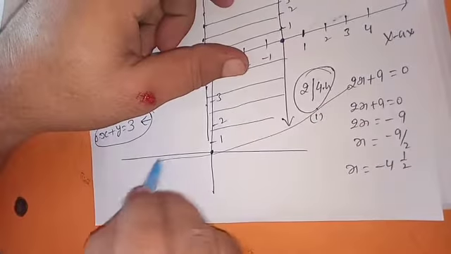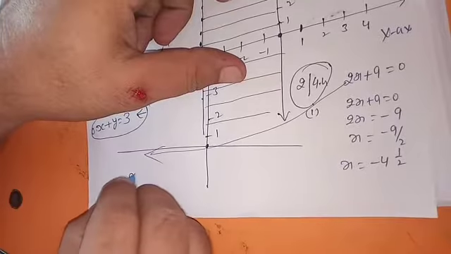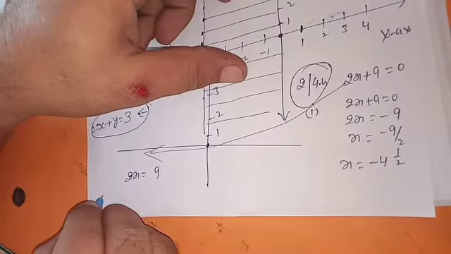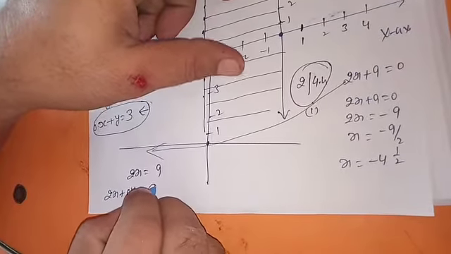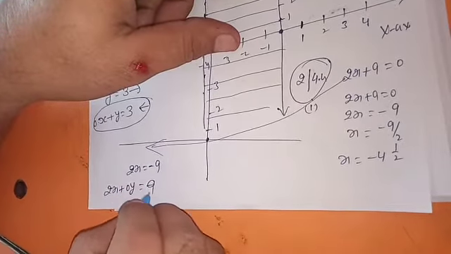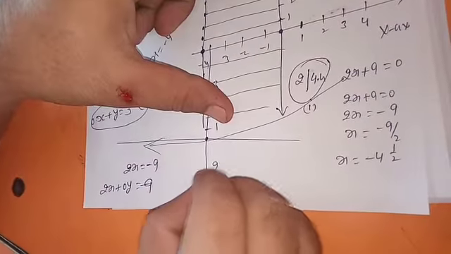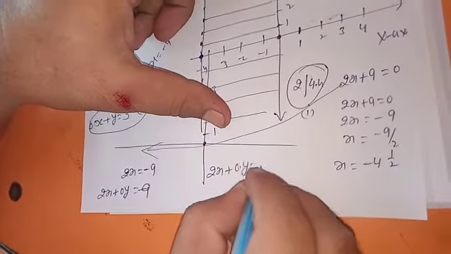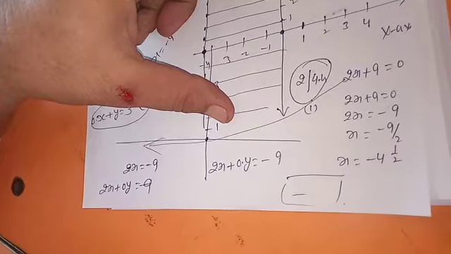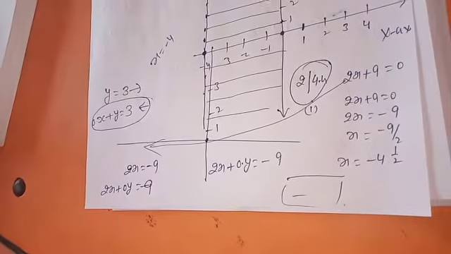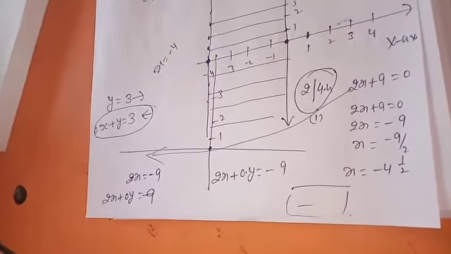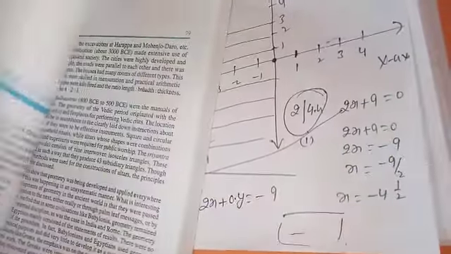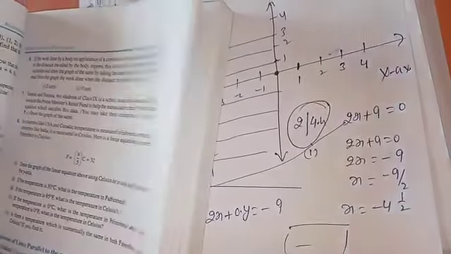Then express this in two variables. How can you express it? 2x equal to minus 9 is given. So you can write 2x plus 0 into y equal to minus 9. Then make a table and draw the graph of it. So again this is parallel to which axis? Y-axis.